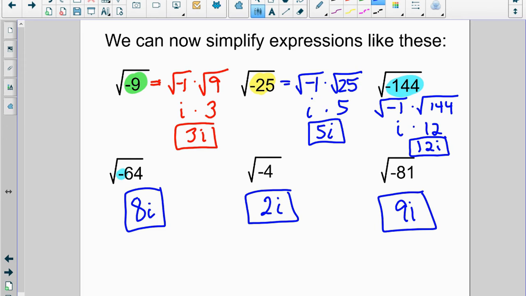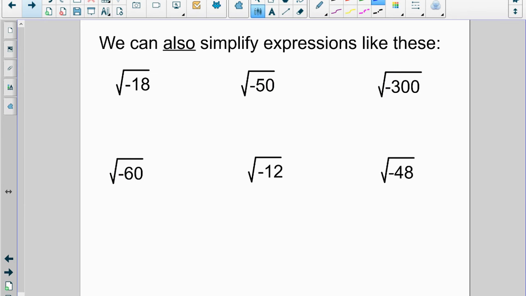Doing it the second way is applying what we're learning. We're seeing a pattern that's developing, and that's really going to help us simplify expressions that contain negative radicands. Let's also look at some of these types of expressions where we don't have perfect squares, like 18 is not a perfect square, 50 isn't a perfect square, and so on. But we can still simplify using i. It just requires us to combine what we did back on day 1 with i.